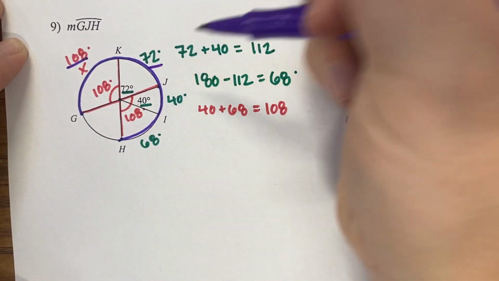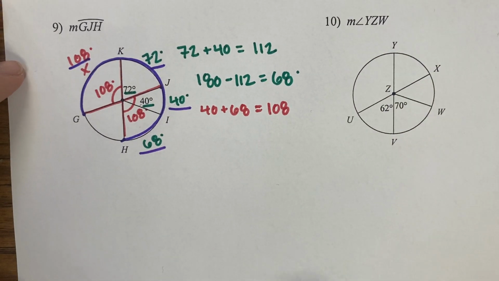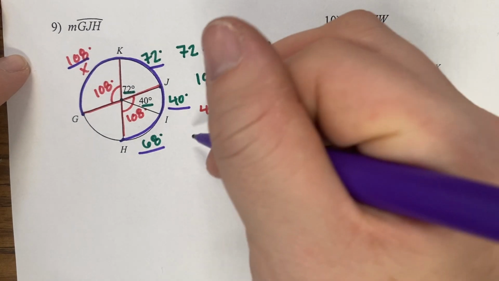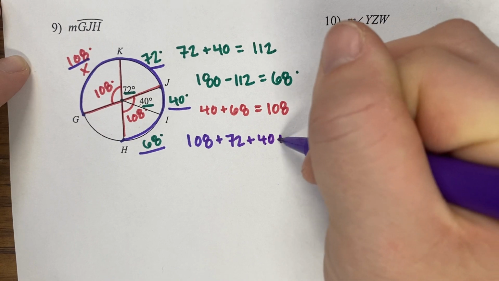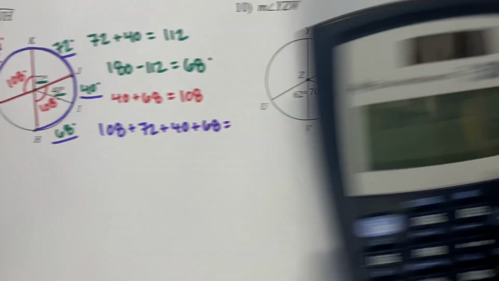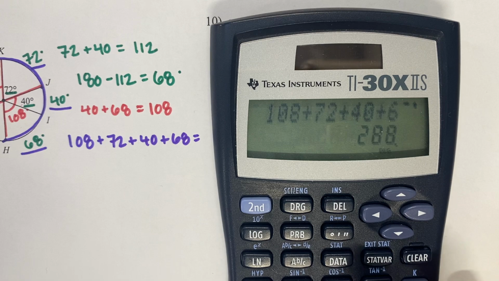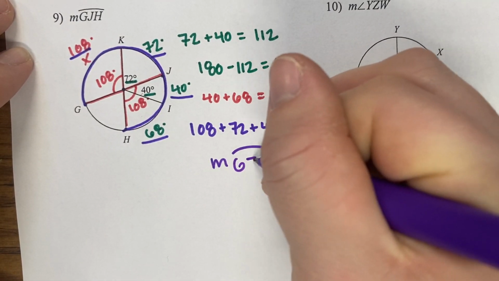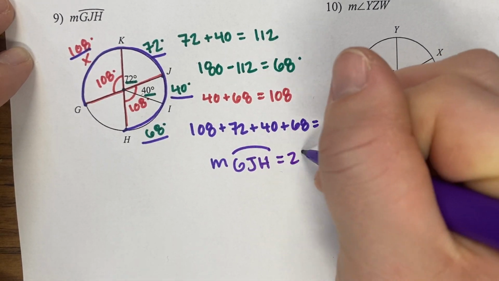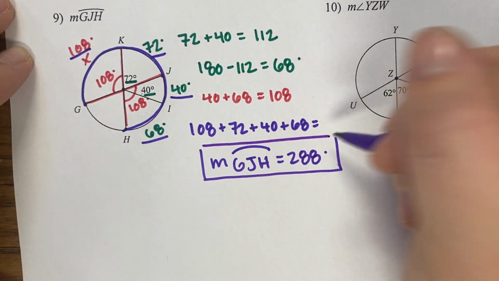So 108 plus 72 plus 40 plus 68, or you could have done the 108, doesn't matter. Okay, but make sure not to count it twice. Okay, so we have 108 plus 72 plus 40 plus 68. Let's go ahead and add all this up. 108 plus 72 plus 40 plus 68. We get 288. So the measure of arc GJH equals 288 degrees. And there we go.